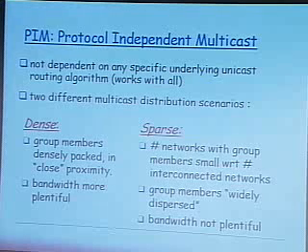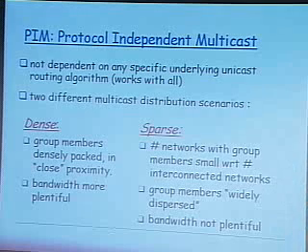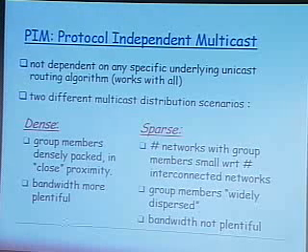So in dense mode, you assume that there are a lot of nodes which want to be part of this multicast group, and they are closely packed together, and bandwidth is not an issue. In PIM sparse mode, you assume that the number of nodes that are interested in this multicast session is very small compared to the size of the network. So they are very sparsely located, spread out on the network. And you assume that bandwidth is scarce in PIM sparse mode.